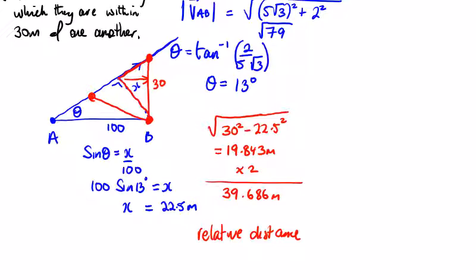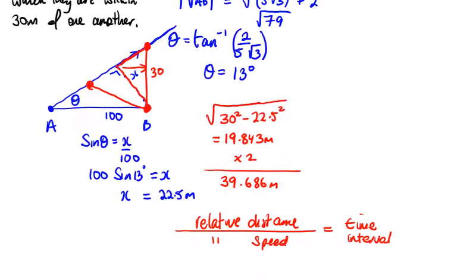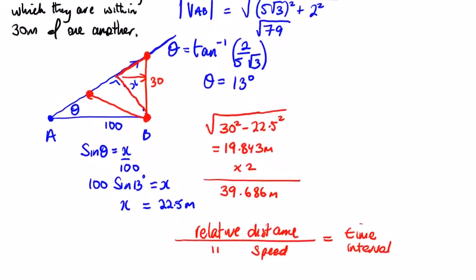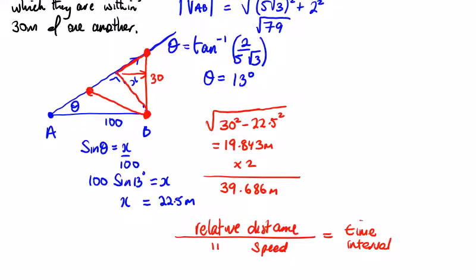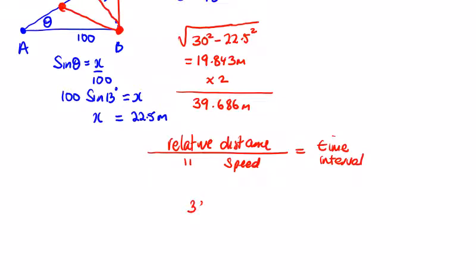So we're looking at relative distance or relative speed. It's going to give me the time interval. So this time interval, I have my relative distance 39.686. My relative speed was root 79. I didn't simplify it, so we're going to have 39.686 divided by the square root of 79, which is equal to 4.47 seconds.